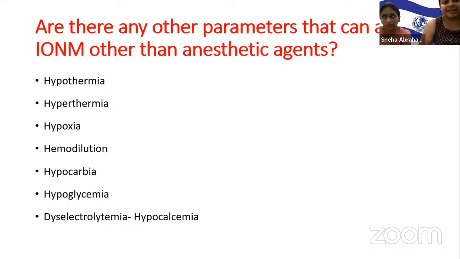Hypothermia causes an increase in the latency and a decrease in the amplitude. Hyperthermia causes a decrease in the latency. Hypoxia and hemodilution cause changes similar to ischemic changes, that is, there is a decrease in the amplitude and an increase in the latency. Hypoglycemia and hypocarbia cause a decrease in the latency.